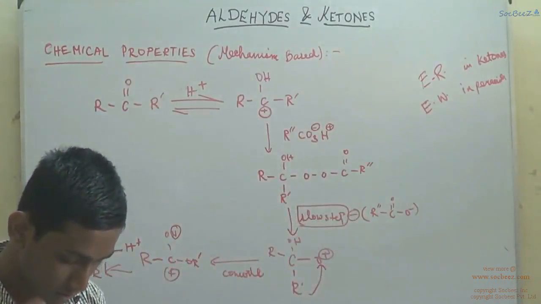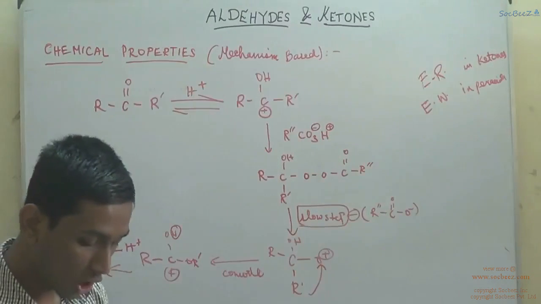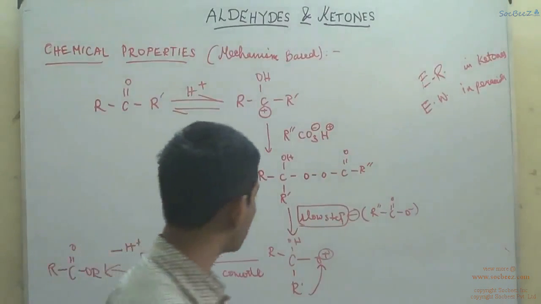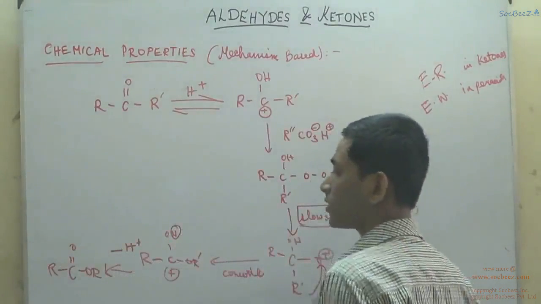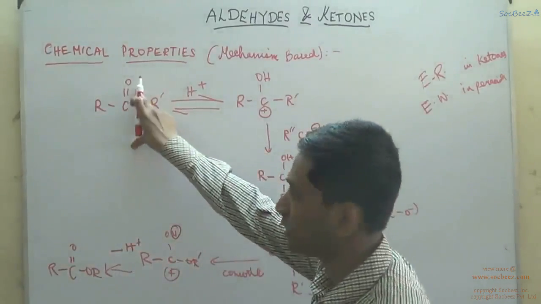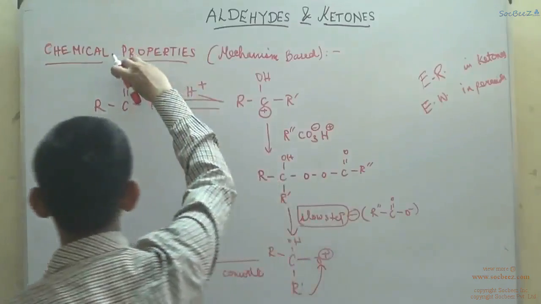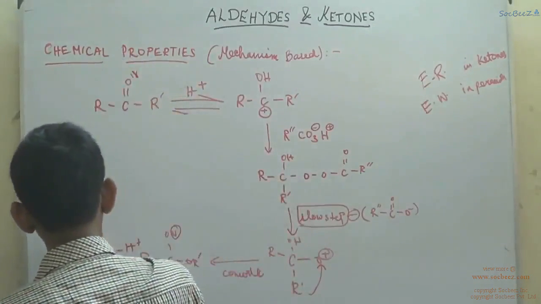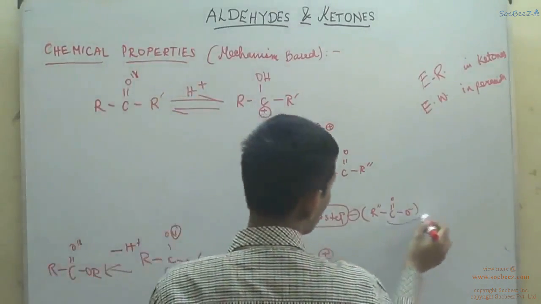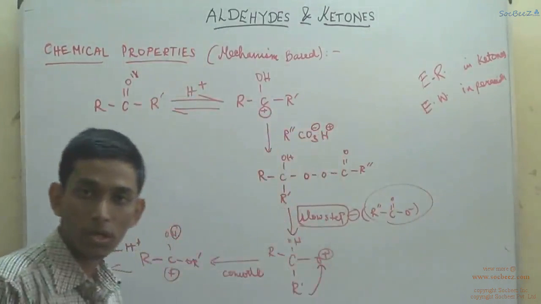And remember, the oxygen of the carbonyl group is always present in the carbonyl part of the ester. Suppose I make it O18, this oxygen in the carbonyl group is always present in the carbonyl part of the ester. It doesn't go with this part. Okay?